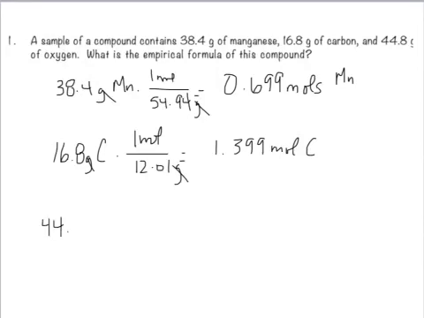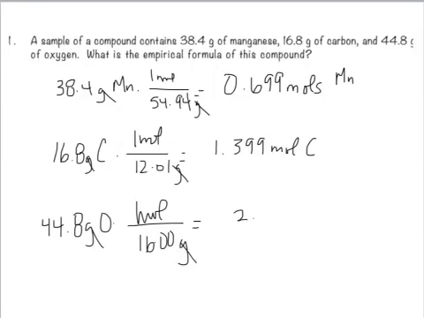You're going to do the exact same thing with oxygen. 44.8 grams of oxygen. Every 1 mole of oxygen weighs 16 grams. Grams cancel. You get 2.80 moles of oxygen. Now that you have the number of moles, you're going to divide each one by the smallest, which is 0.699. So divide them all by that.